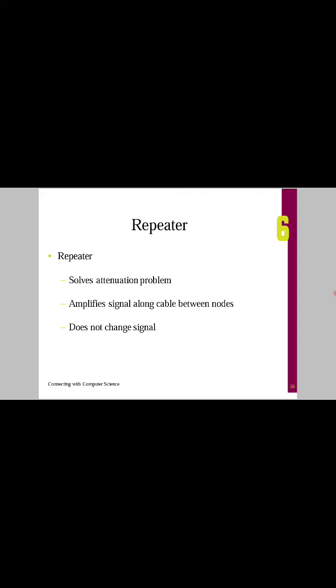Repeater. What is a repeater? A repeater solves the attenuation problem. What is attenuation? It means weak signals or weak transmissions. So a repeater solves attenuation problems, amplifying the signal along the cable between nodes and not changing the signal. So these are called repeaters.